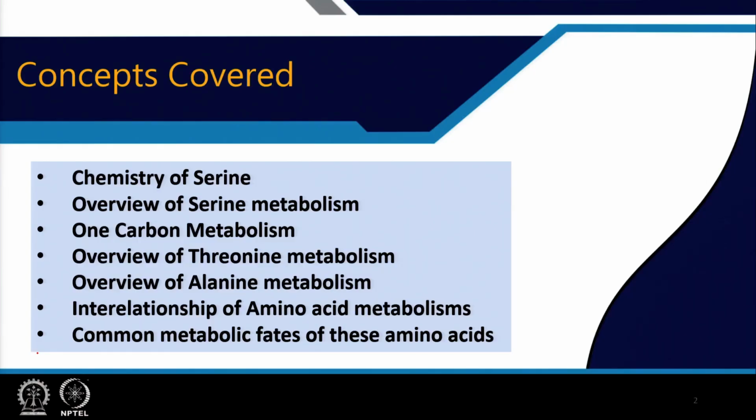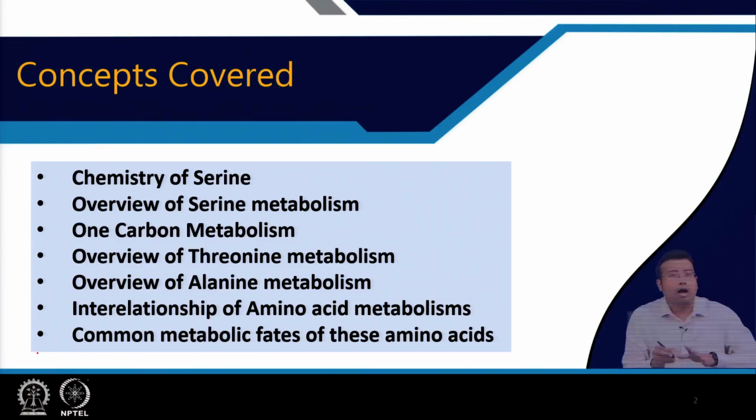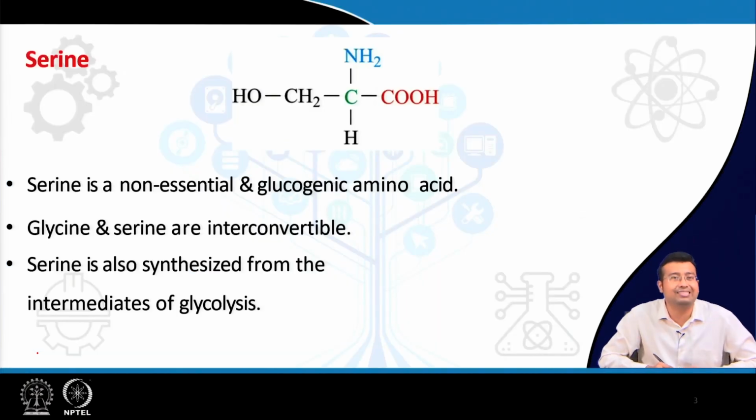The concepts that we will be covering are the chemistry of these amino acids, the amino acid metabolism, and how serine participates in the 1 carbon metabolism. We will be also looking similarly into threonine and alanine. We will look at how all these metabolisms are interrelated and how these amino acids are tied in a common metabolic fate. Alright. So, let us first start with serine.